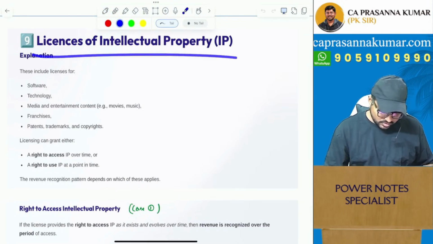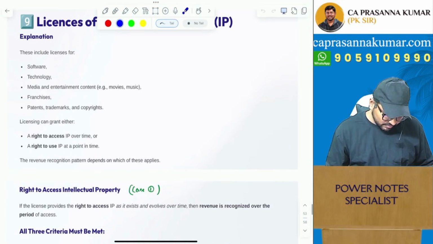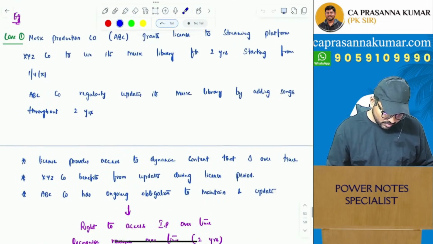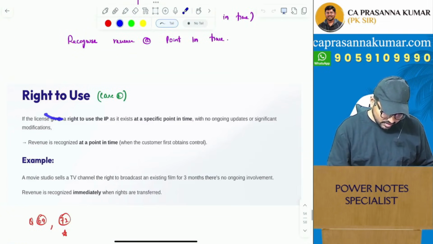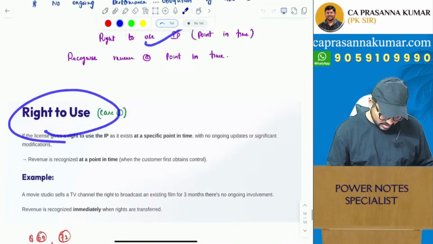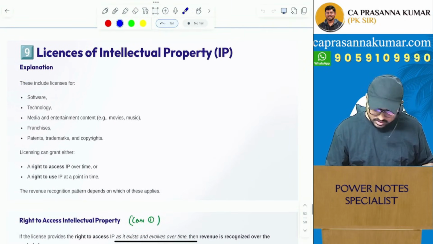Next is license of intellectual property. Here we have first a basic idea. Then after that, you have right to access intellectual property. We have an example for that. Then right to use intellectual property. We have an example over here. Then we'll do two sums, in which one question is really good. Let's start learning this concept.